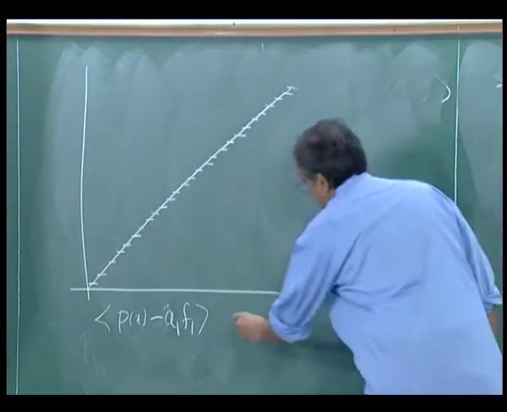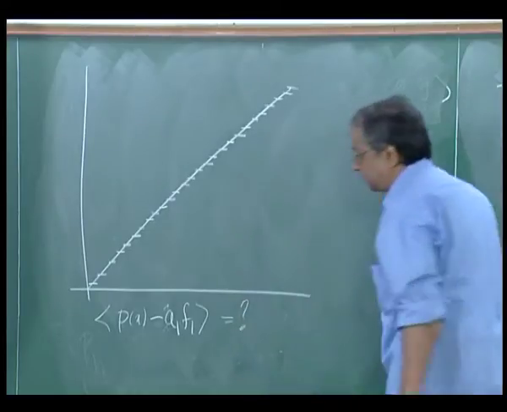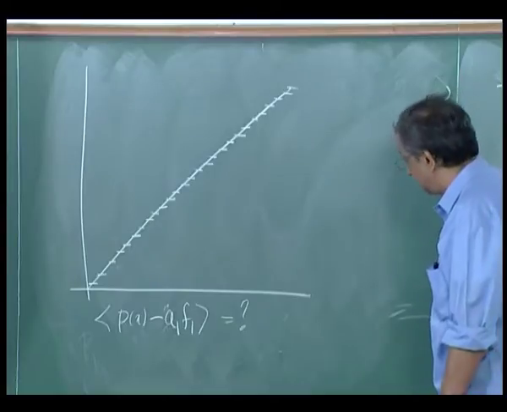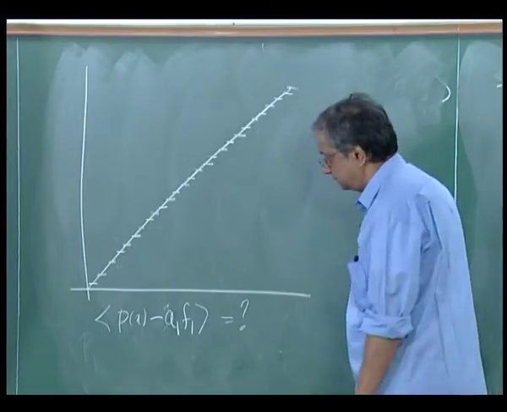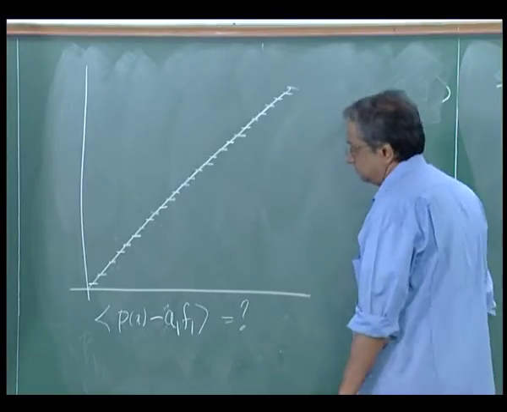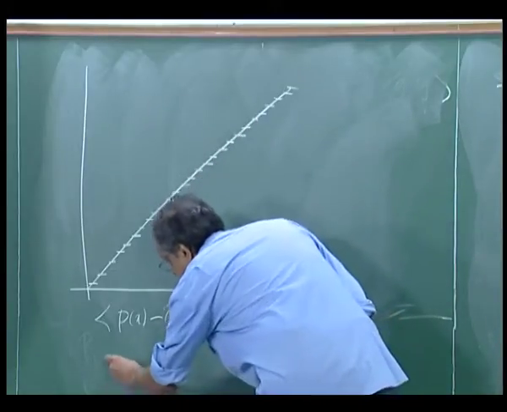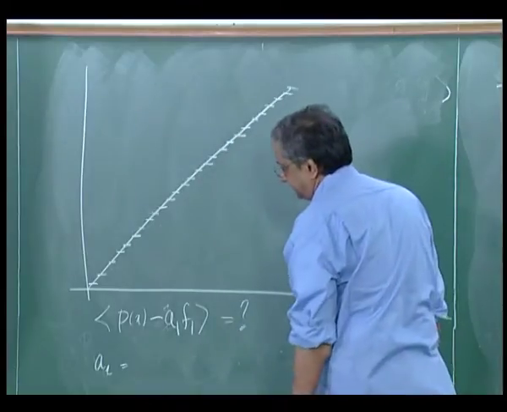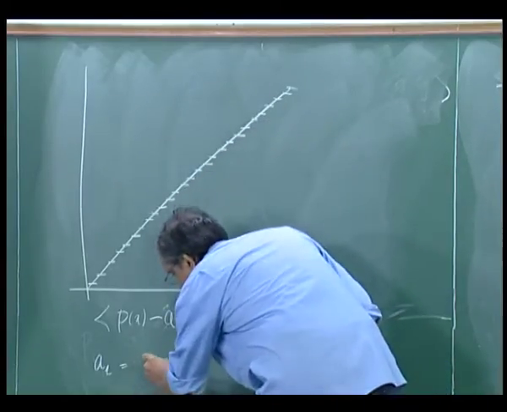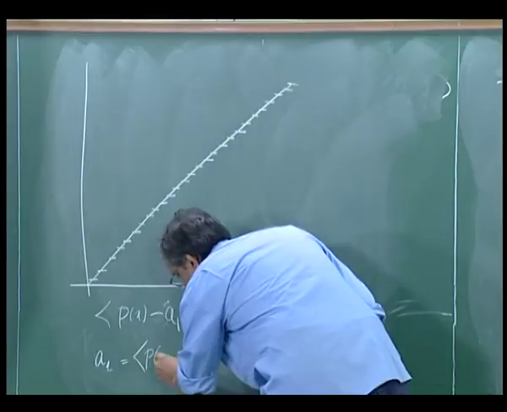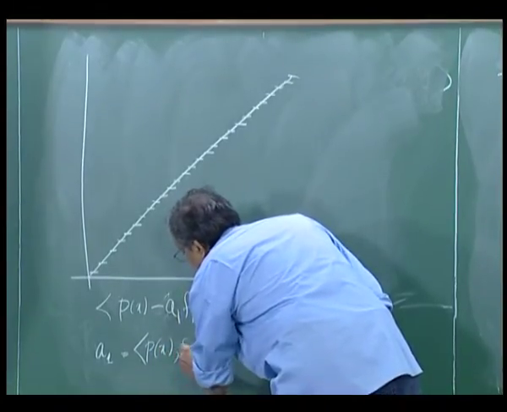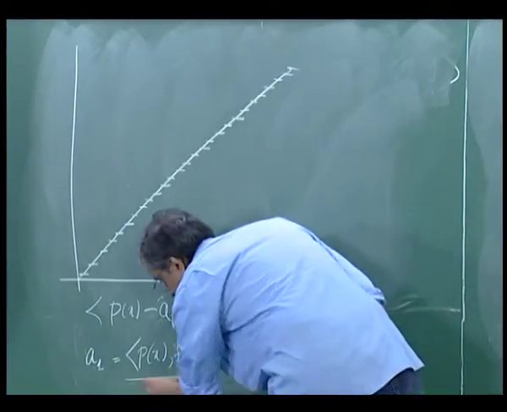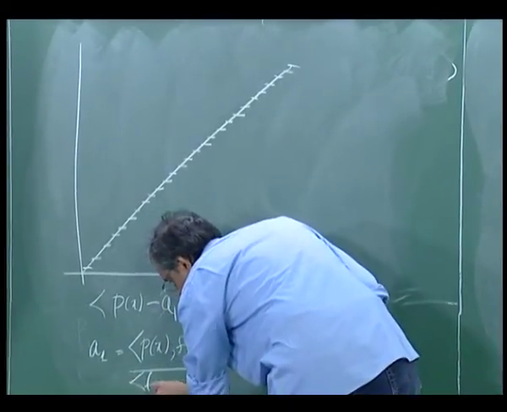What is this representation error? In order to do this we need to find a1. What is a1? A1 equals the dot product of p of x dotted with f1, divided by f1 dot f1.